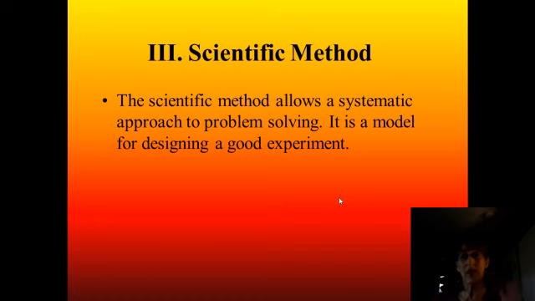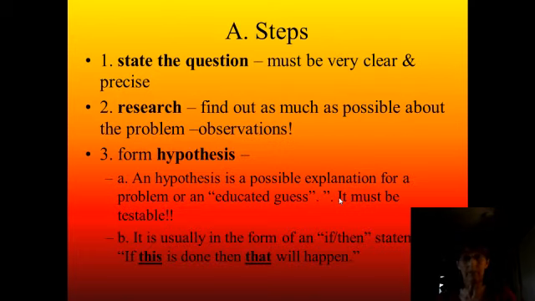So the scientific method allows a systematic approach to solving problems. You can do the same basic steps over and over again, and when you follow these steps, you know that you have a good design set out and a reasonable plan for trying to solve that problem. Okay, start out. Capital letter A, the steps of the scientific method. State the question. What is your question or your problem? Don't get all philosophical about your questions here. You need to make it really very clear, very precise, not too wordy.